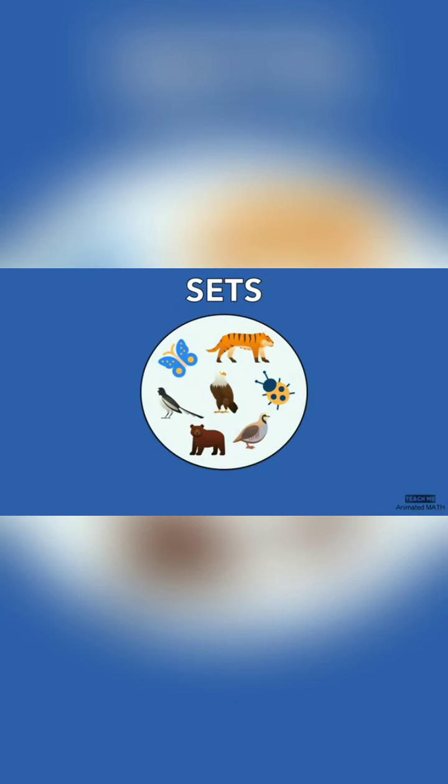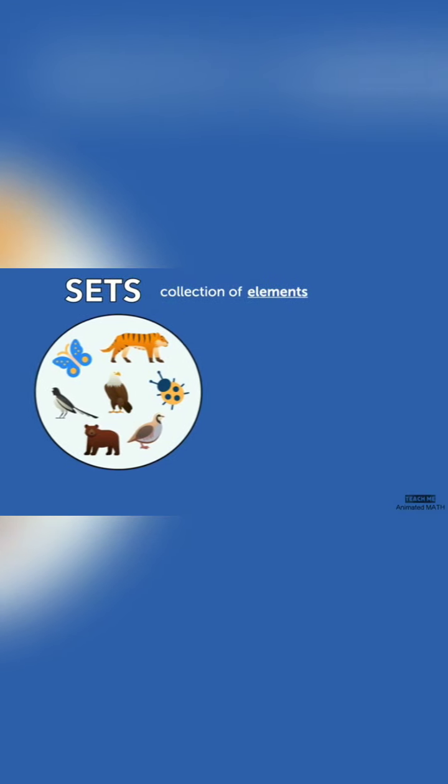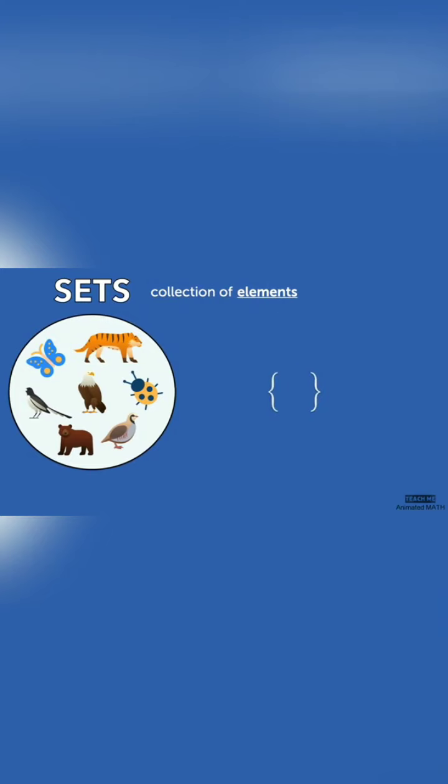Hi everyone! Welcome to the first video in our real number line series. We'll be discussing sets. Sets are a group of items called elements. To show a set, we place the elements in between curly braces like these.